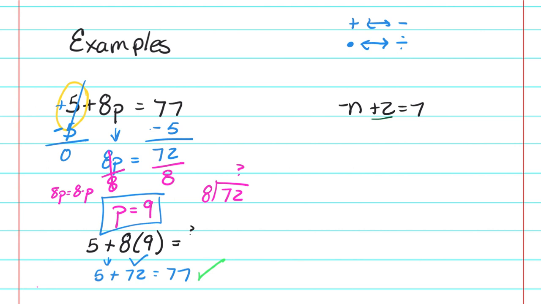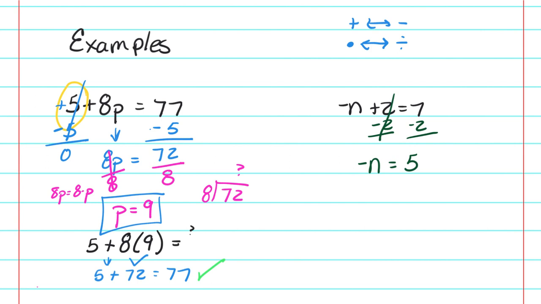Well, plus 2, the opposite of that, or the inverse, if I have $2 and I want to zero it out, I need to subtract 2. So if I subtract 2 from that side, I have to subtract 2 from this side. So 2 minus 2 will cancel out. I'm left with negative n equals 7. Take away 2 gives me 5. So I have negative n equals 5.